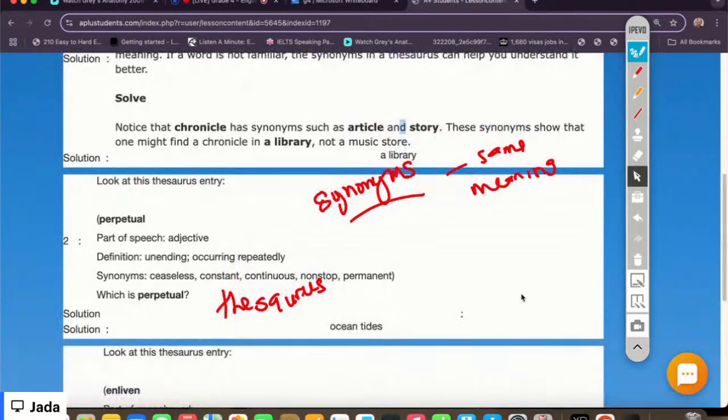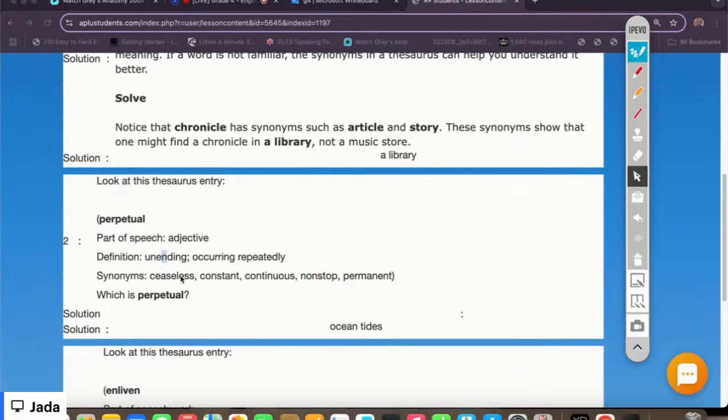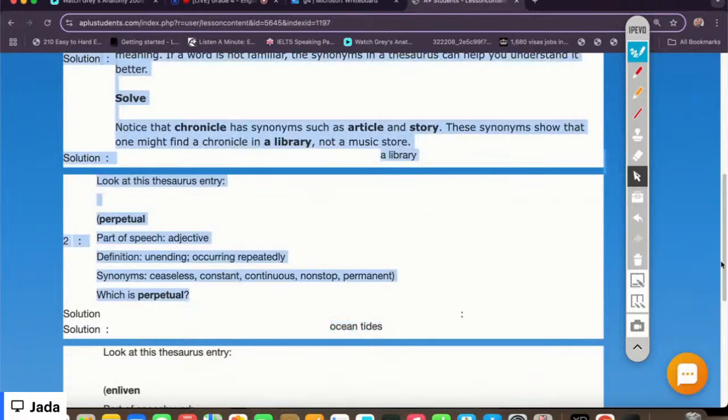So we have perpetual here. Part of speech is an adjective. The definition is unending, occurring repeatedly. Now the synonyms are ceaseless, constant, continuous, non-stop, permanent. So which is perpetual? It's unending, it's continuous, and it occurs repeatedly.